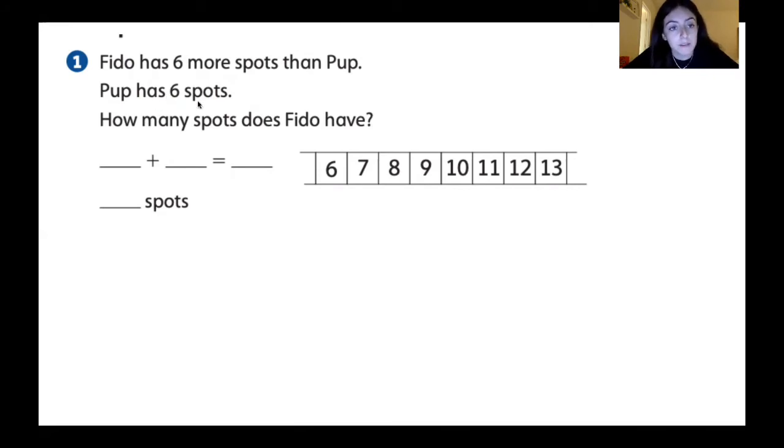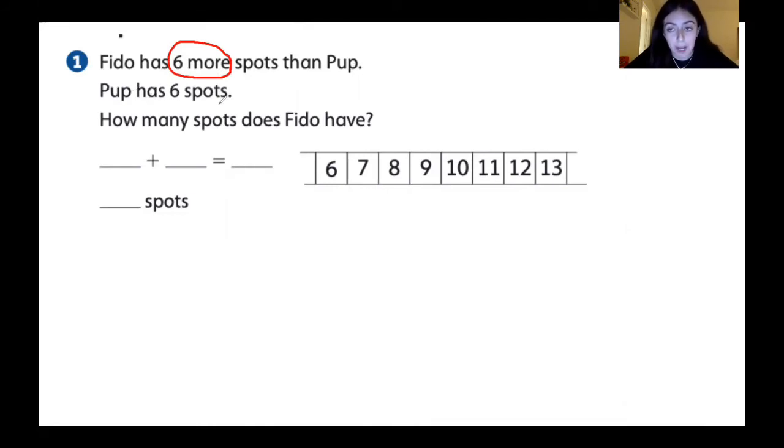Pup has 6 spots. How many spots does Fido have? So, this is our word problem. Fido has 6 more spots. Remember, more is an important word. So we're going to circle the number and the word. He has 6 more spots than Pup.